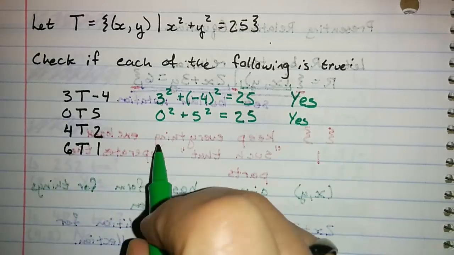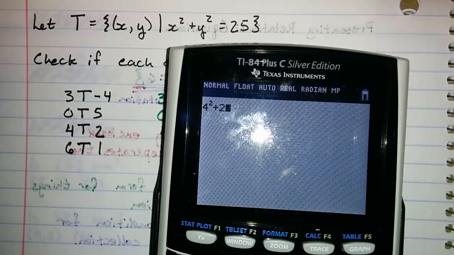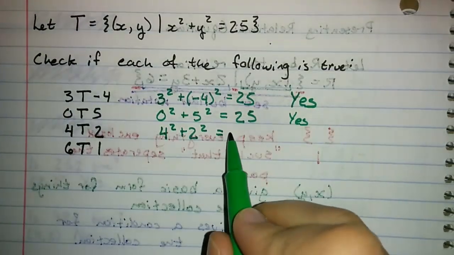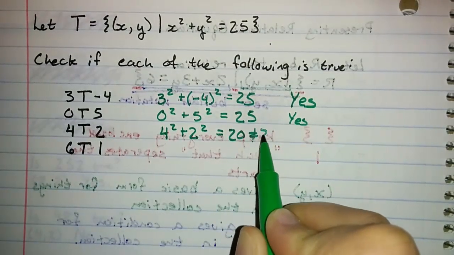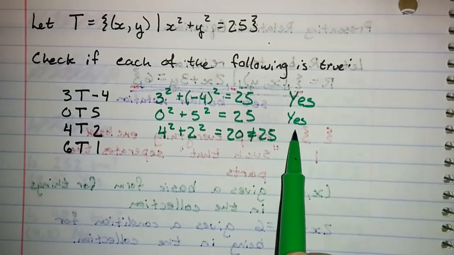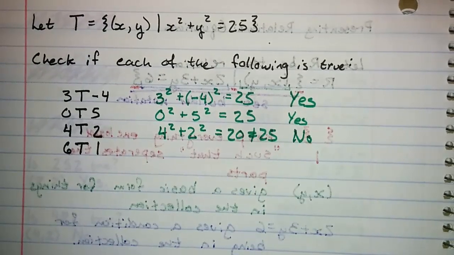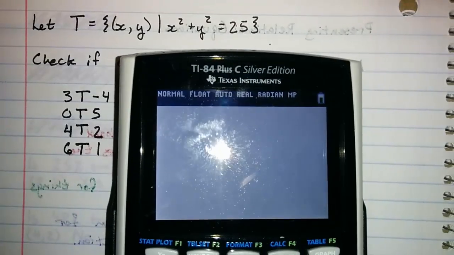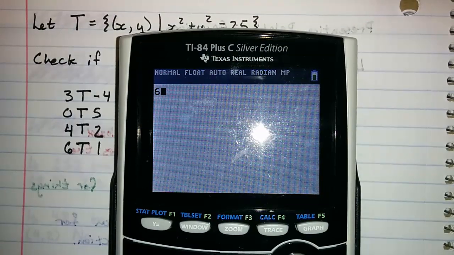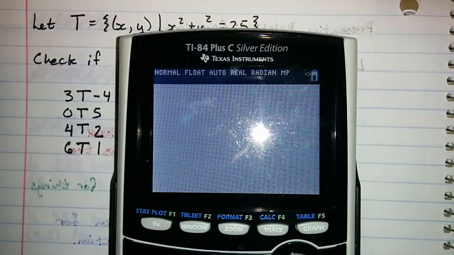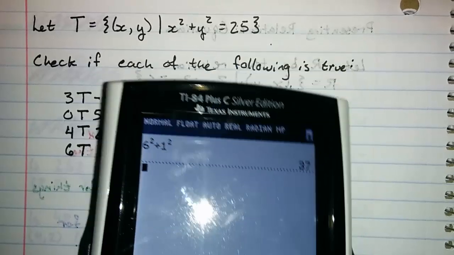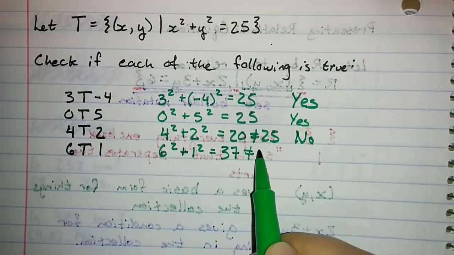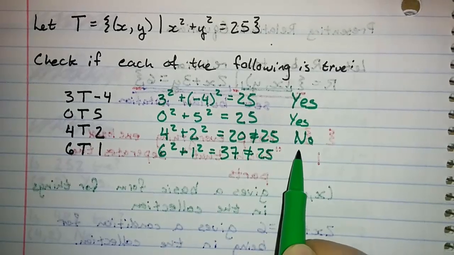How about these two? 4 squared plus 2 squared is 20, which is not 25. So no, these are not related. 6 squared plus 1 squared is 37, which again is not 25. So no.